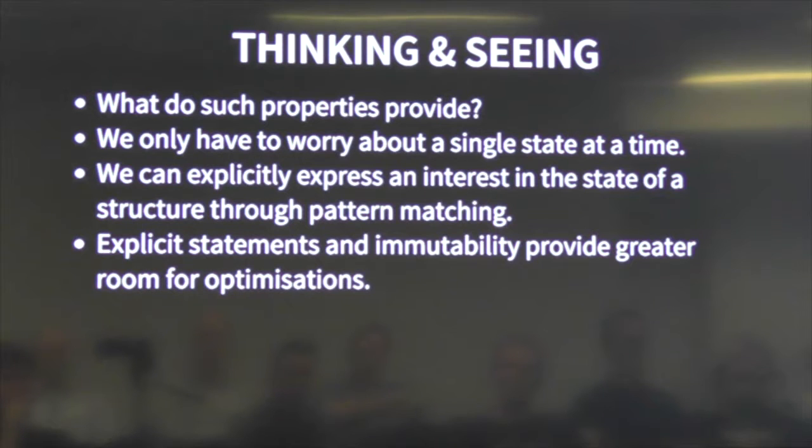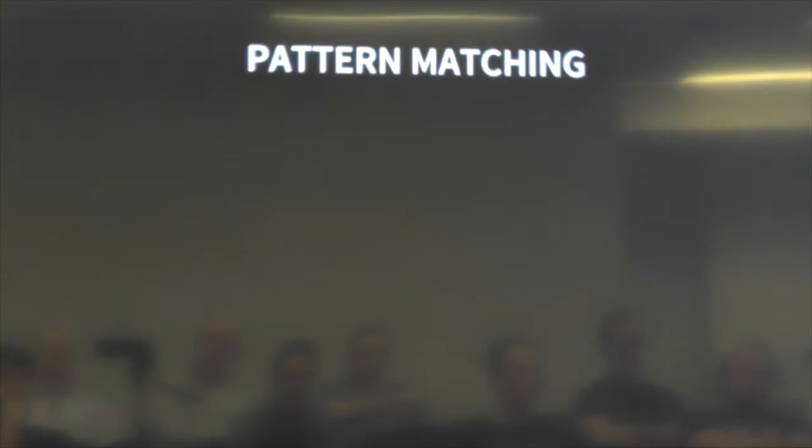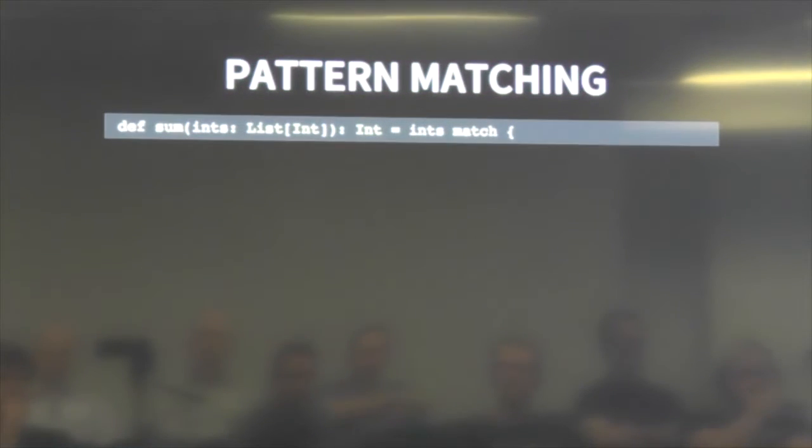And these explicit statements about what you're dealing with at any particular time, plus the immutability of the data structure itself, provide a lot of room for optimizations, both within your code and within the compiler beneath. So we'll just have a look at some pattern matching, which is one of the fun toys of functional data structures.